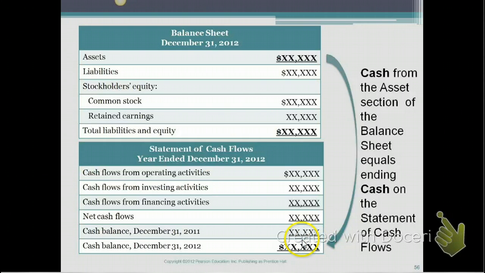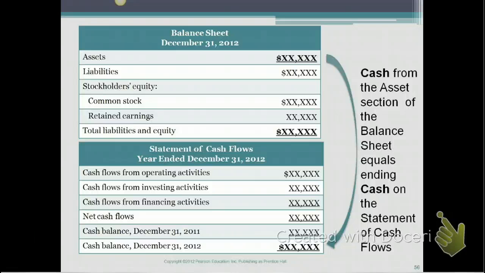And finally, the cash from your current assets in your balance sheet would be the same number as your ending cash balance in your cash flow statement. Again, the cash that you would find under your current assets in your balance sheet is going to be equal to the ending cash balance in your statement of cash flows, which is right here.